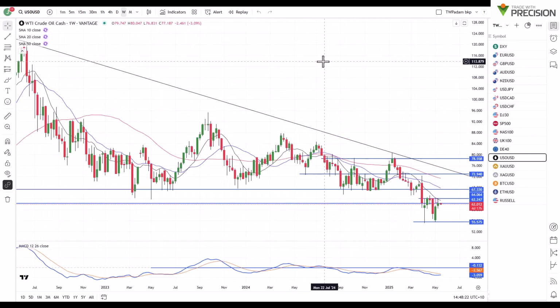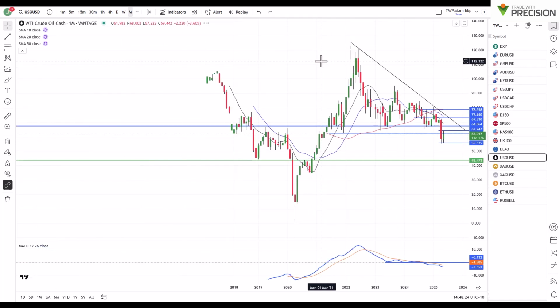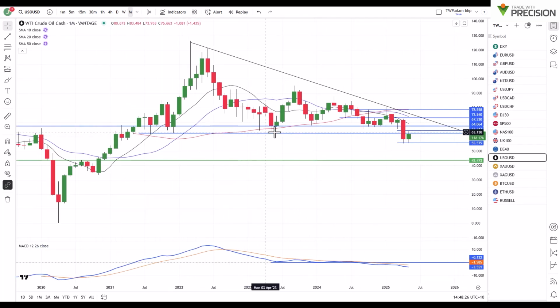Moving on and having a look here at crude oil. So if we have a look at it from a monthly perspective, high time frame, you can see we've definitely clearly broken through some strong support over here.